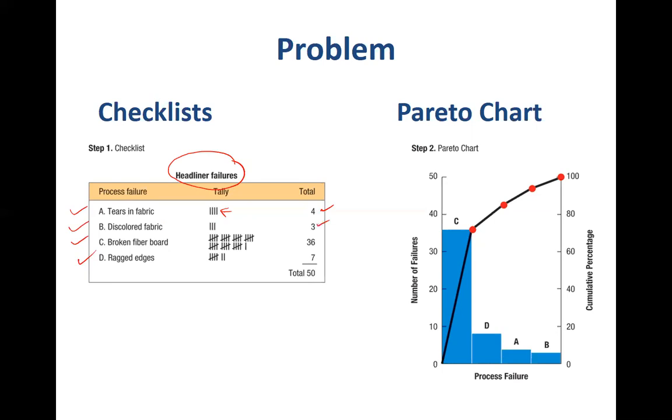Broken fiberboard by far was the maximum occurrence that we see. 36 times they observed this occurrence of broken fiberboard, and ragged edges 7 times. So in total, they saw 50 failures in the last month's production reports, with 36 of them being contributed by broken fiberboards. Next, they put that into a Pareto chart. As you see, it's a descending order where the C, which is essentially the fiberboard which is broken, has the highest number here. And that's the idea of a Pareto chart, to basically put that in a sort of bar graph, histogram, but in a descending order of occurrence.